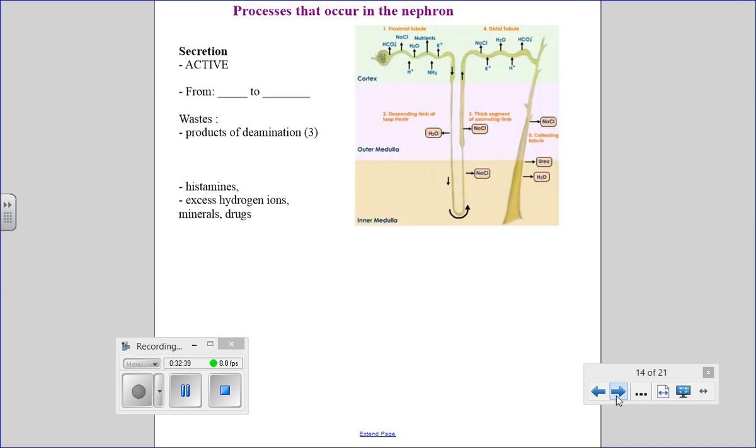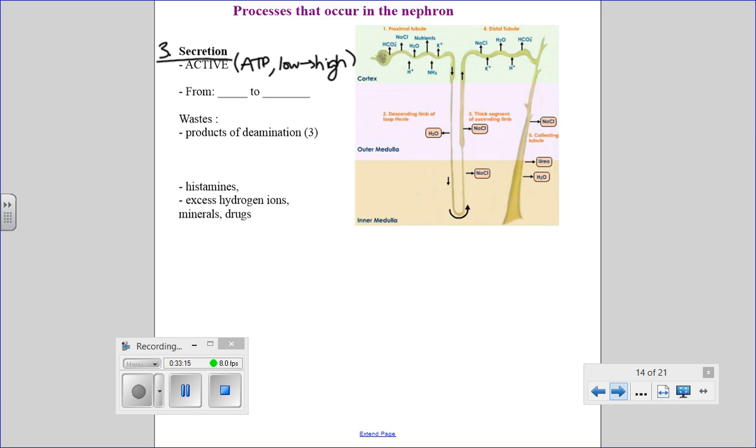So then the last thing that we have to talk about today is secretion. This is the third thing that happens in the nephron. First of all, secretion is active. That means it uses ATP, and molecules are always moving from an area where they're already low in concentration to an area where they're already high in concentration. So we're forcing molecules to move against their natural process of diffusion.